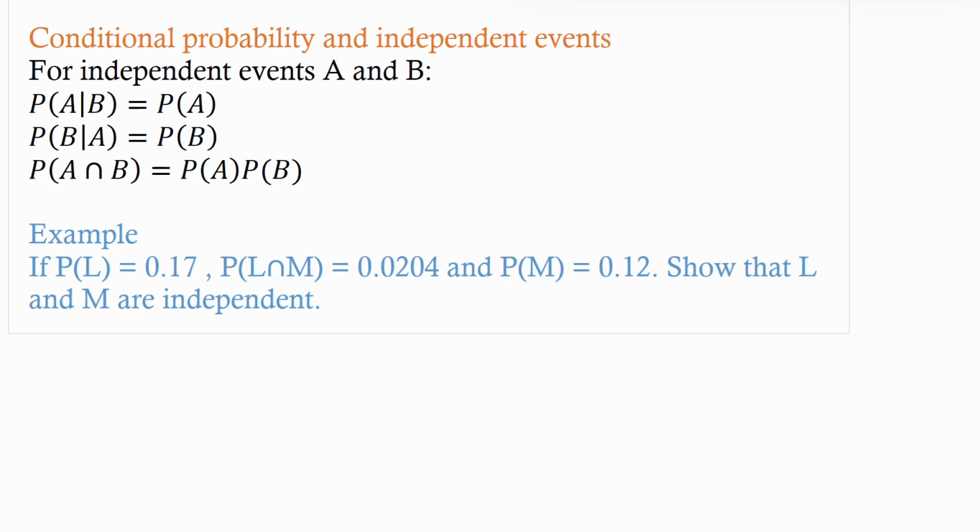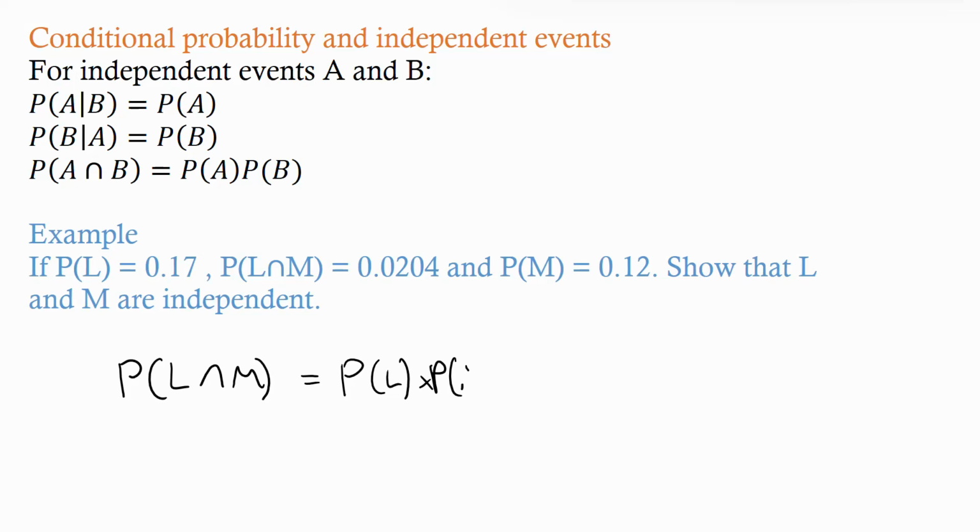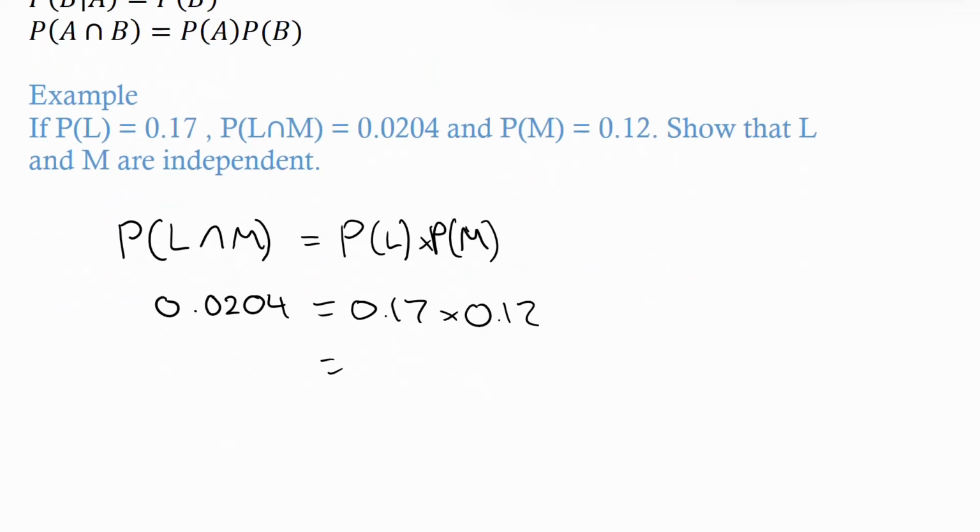We're now going to look at some conditional probability with independent events. On your screen you can see a number of formulas, and the most common example is what you've got here. If the probability of L is 0.17, the probability of L intersection M is 0.0204, and the probability of M is 0.12, we need to show that these are independent. This is where we're going to use the bottom formula. The probability of L intersection M should equal the probability of L times the probability of M. So 0.0204 should equal 0.17 times 0.12, which does equal 0.0204, therefore it's independent.